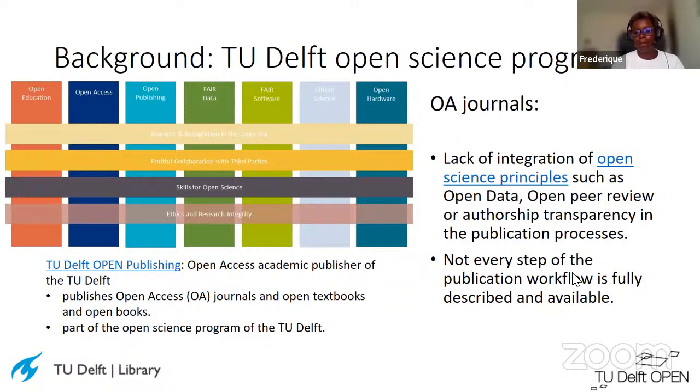But if I look closely at open access journals, I realized there is a lack of integration of open science principles in our journals, like open data and open peer review, and there is not much transparency for authors who publish in our journals. Also, not all steps are fully described on the website. If we are open science, everything should be transparent, everything should be written and accessible to everyone. This is where the project started.